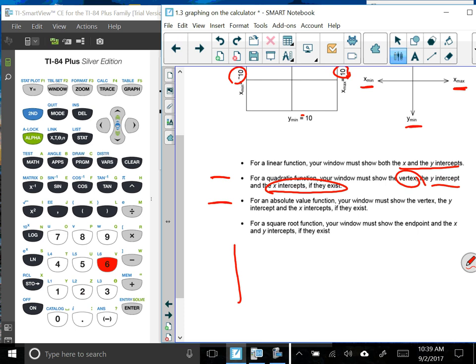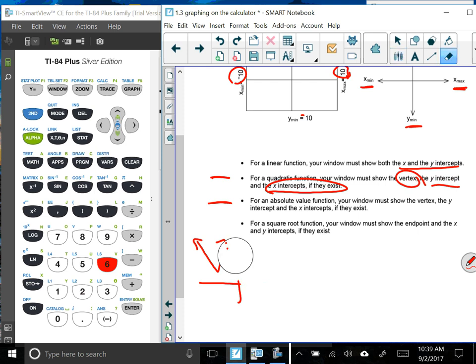Sometimes you can't see x-intercepts because, let me just give you an example. Here's a V-shaped graph, an absolute value graph. And you see that this goes up forever, and it never goes back down to touch the x-axis. So I can't see the x-intercepts because there aren't any, so you don't have to worry about that.